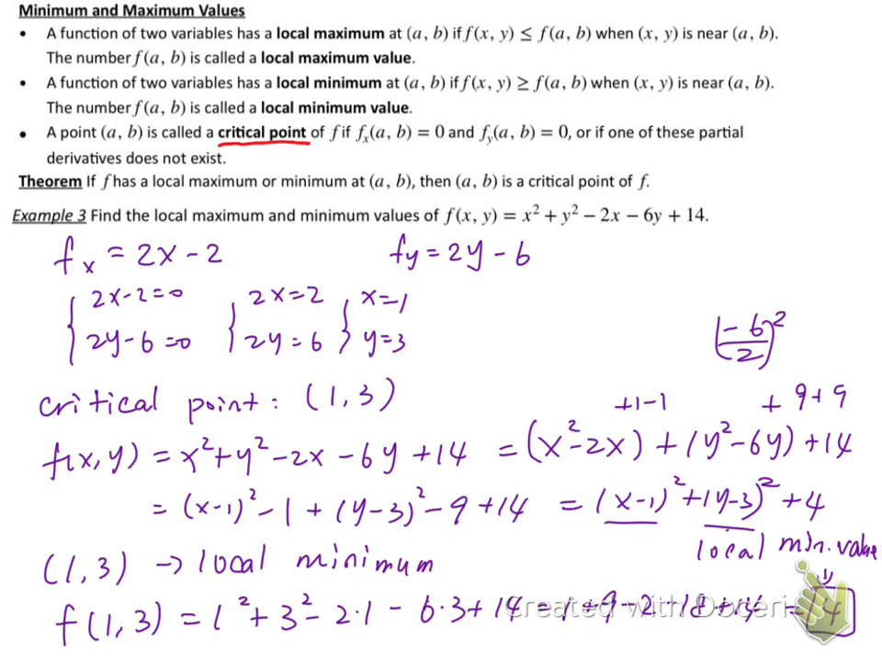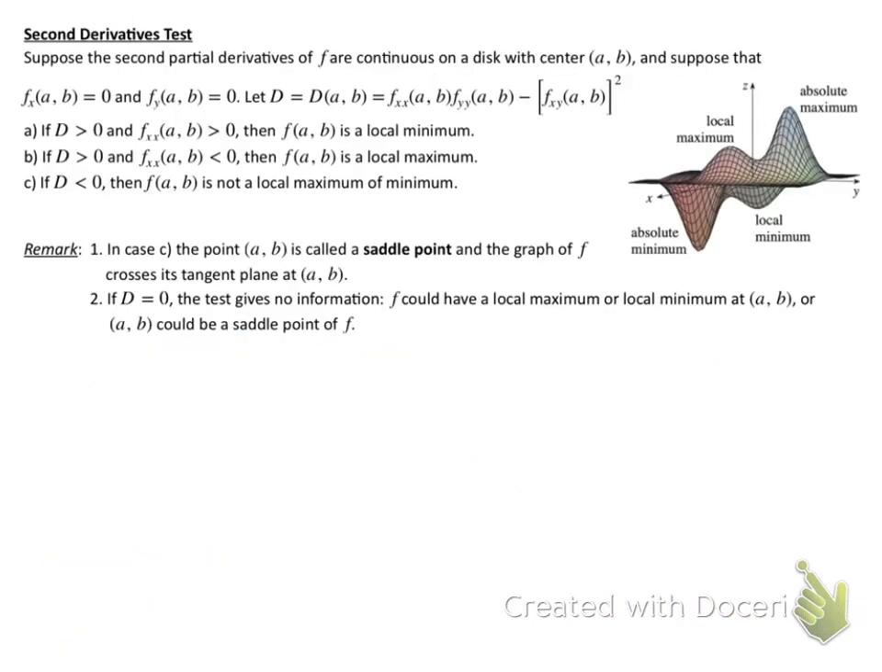I have one local minimum value, which is 4. But as you can see, it's easy to find a critical point, but it's hard to decide what kind of critical point you are having. Is it a local minimum? Is it a local maximum? Is it neither? That's where we need our next theorem. It's called the second derivatives test.